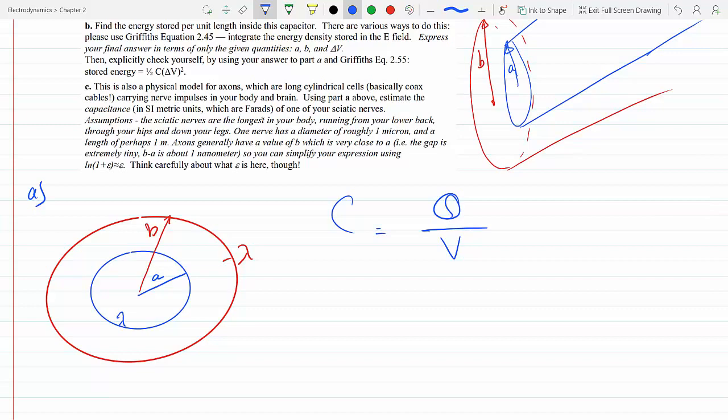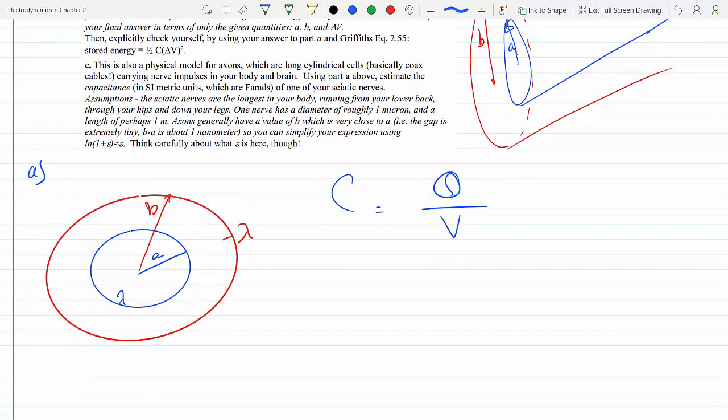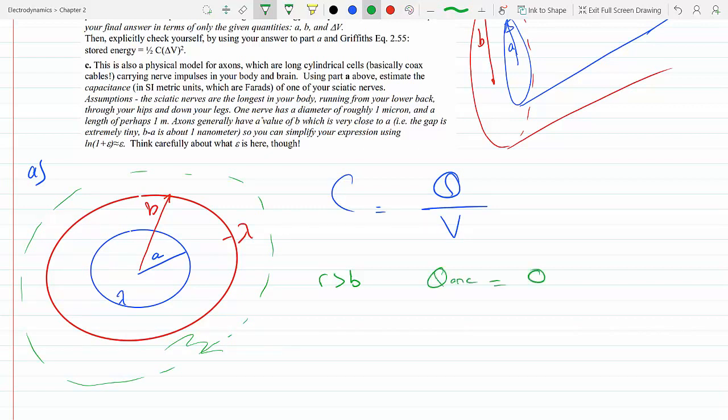Now, to find the potential, we have to know the electric fields, but that's relatively easy because if we go for R greater than B, right here, if you take a Gaussian surface around this whole thing, we know that Q enclosed will be 0 because it's neutral, and therefore the electric field according to Gauss's law will be 0 for R greater than B.